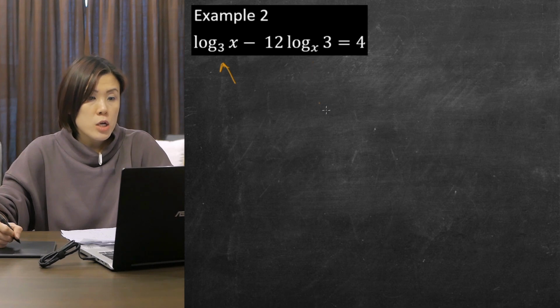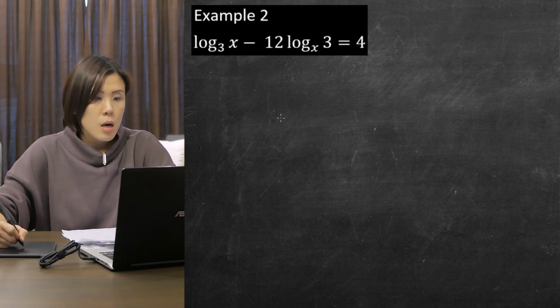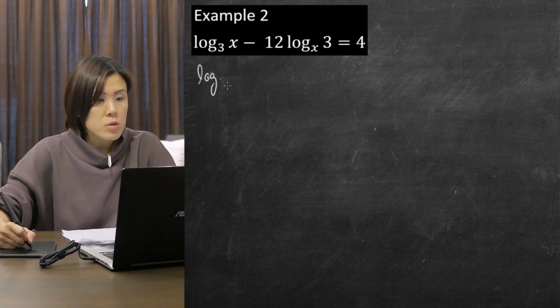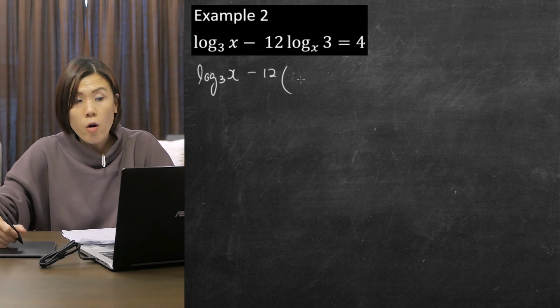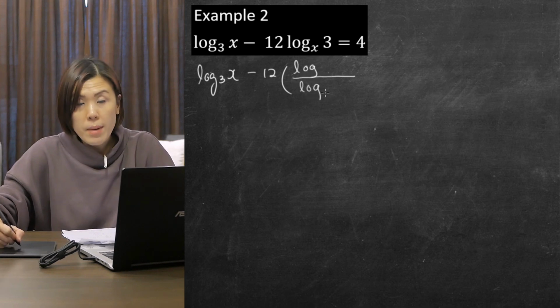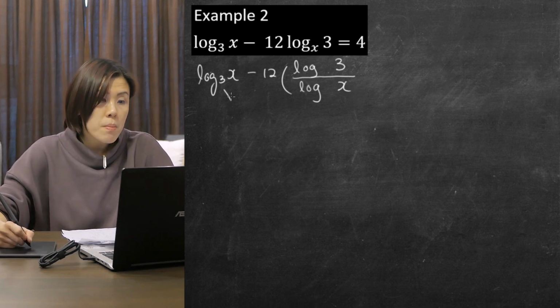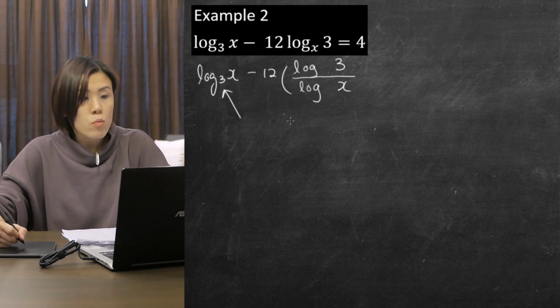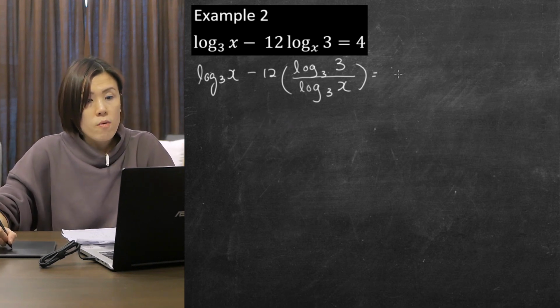So maybe I change base x to base 3, so I change the second logarithm. For the first logarithm, I will put this as log x base 3. And we have to apply the formula of changing base. Remember the formula I showed you just now? For changing base, you have to put log divided by log. 3 you put on top as the numerator, x you put as the bottom. And what base do we change to? Of course, the same base as the other logarithm, which is base 3. So I'm going to put 3 here and equals 4.